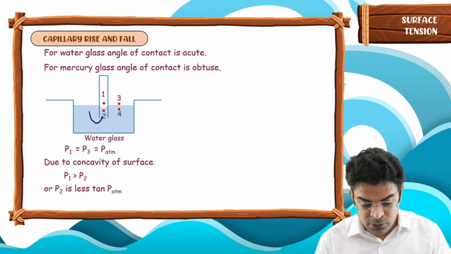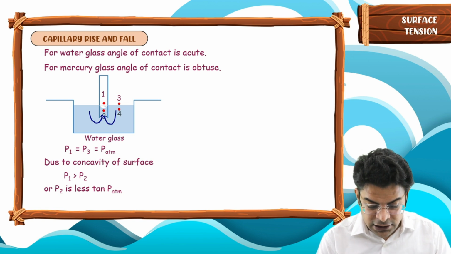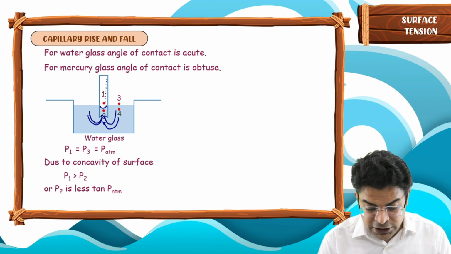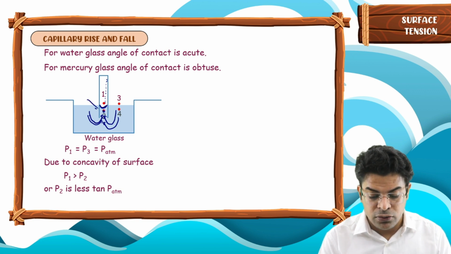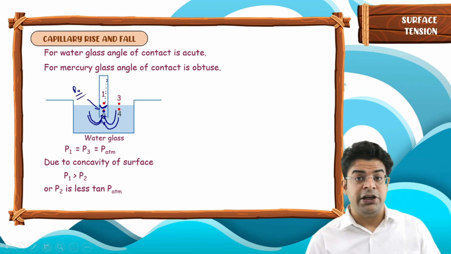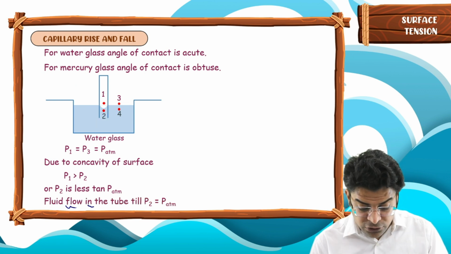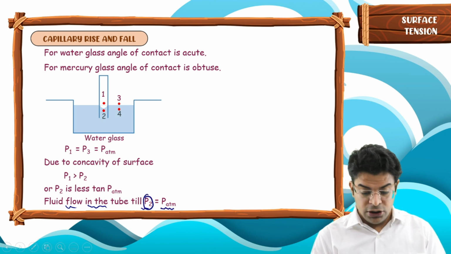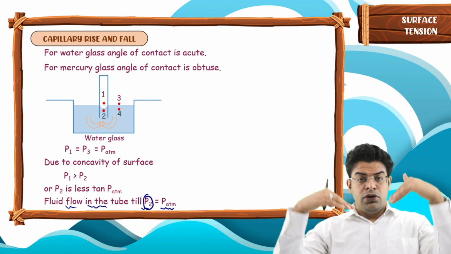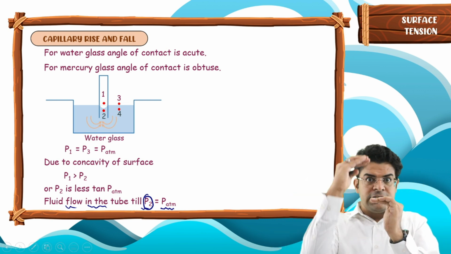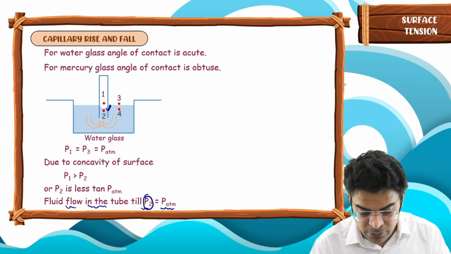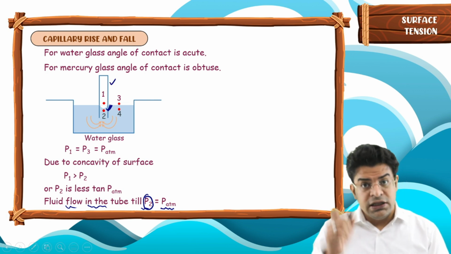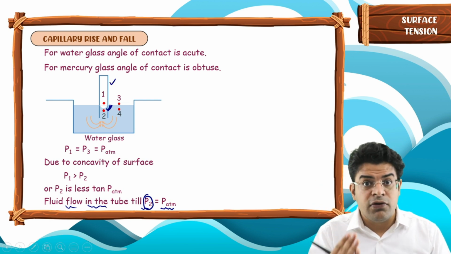The fluid moves from outside into the tube so that the liquid level rises, and the fluid keeps on entering till the pressure at point 2 becomes equal to the pressure at point 4, which is P atm. Hence, fluid flows in the tube and the liquid level rises till the pressure at point 2 becomes equal to P atm. That's why when we immerse a glass tube inside water, the liquid level rises.